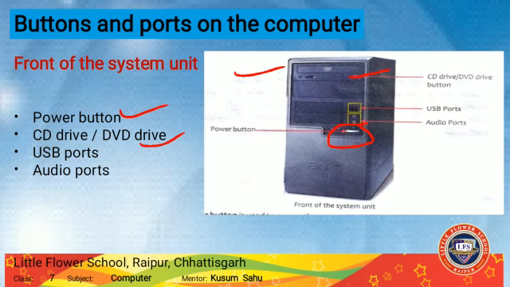The next one is USB ports. Here you can see USB ports. Through this you can connect your USB devices such as pen drives. Now next, audio ports. Here are the audio ports. Through this you are able to listen to audio with the help of headphones. In this port you connect the headphones and listen to music on computer. So these are the front of the system unit.